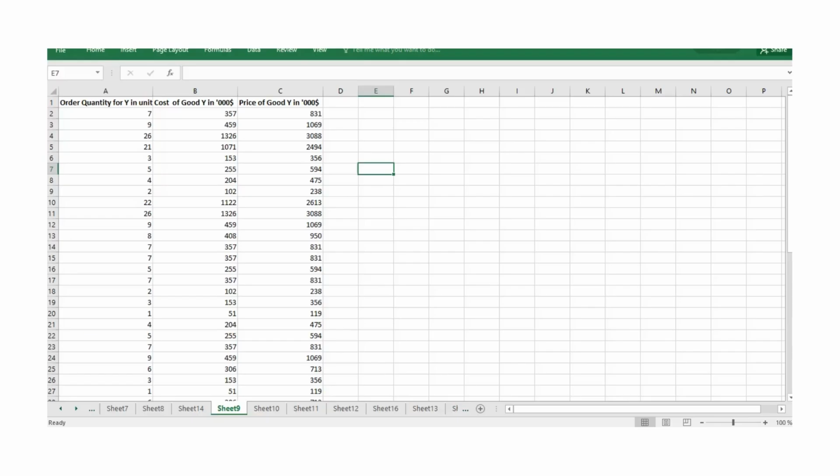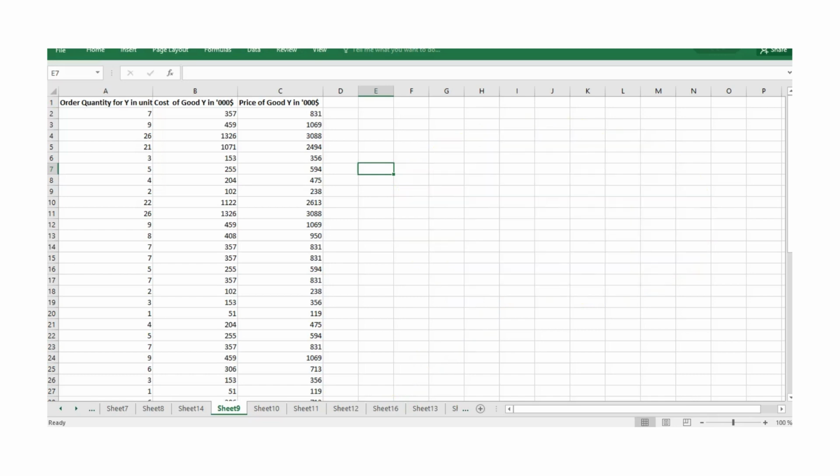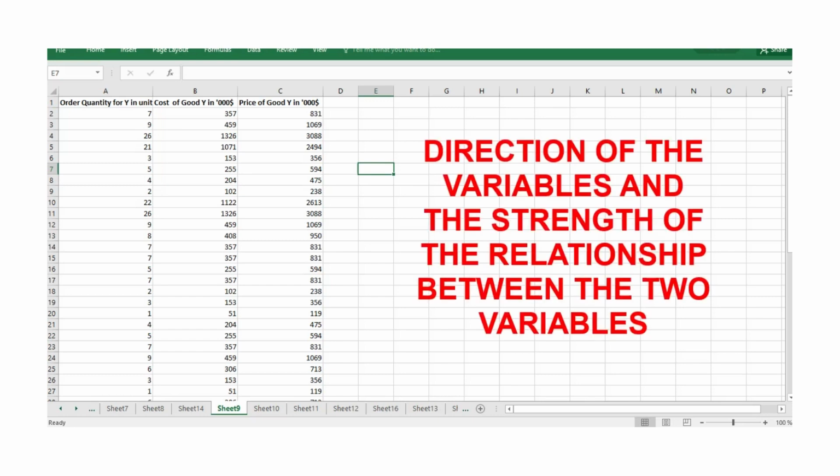Hi everyone, today we're looking at correlation analysis. What does correlation analysis mean? Correlation analysis helps to determine the association between two variables. That is, it helps to know the kind of relationship between two variables. It shows the direction of the variables and the strength of the variables.